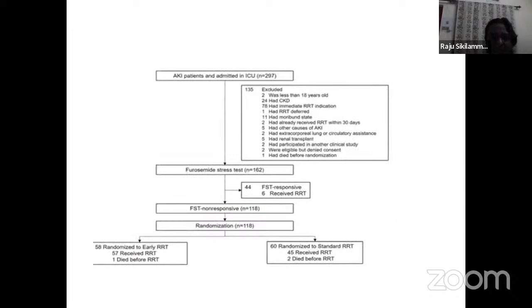Then in the AKI furosemide stress test, it included 295 patients, 35 were excluded for other reasons, like less than 18 years, had CKD, immediate RRT, or died before randomization. The furosemide test enrolled 162 patients. Of these, 44 patients were furosemide responsive. Among them 6 received RRT. Then furosemide non-responders were 118 patients. Again randomization according to the timing, early RRT and standard RRT. In 58 patients randomized to early RRT, 57 received the RRT, 1 died before the RRT. In 60 randomized to standard RRT, 4 received the RRT, 2 died before the RRT.